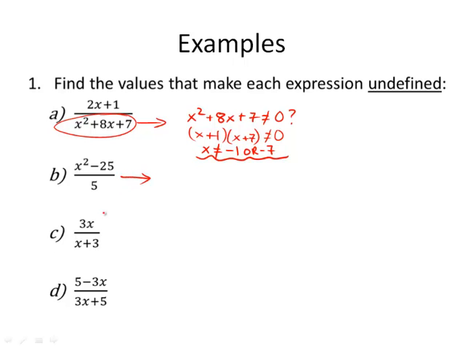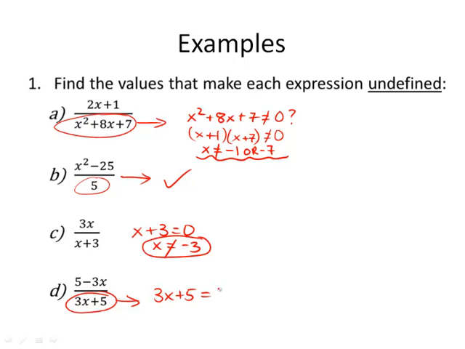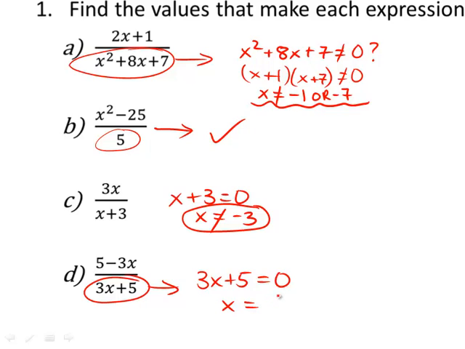In the next example, we have no x variables in the denominator. So we have no values for which this expression is undefined. In the next example, you can see that x plus 3 is 0 when x is -3. Therefore, x cannot be -3. Similarly, in this one, 3x plus 5 is 0 when x is -5/3. Therefore, x cannot be -5/3.